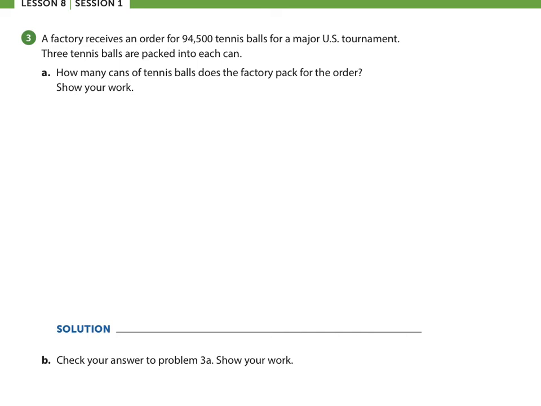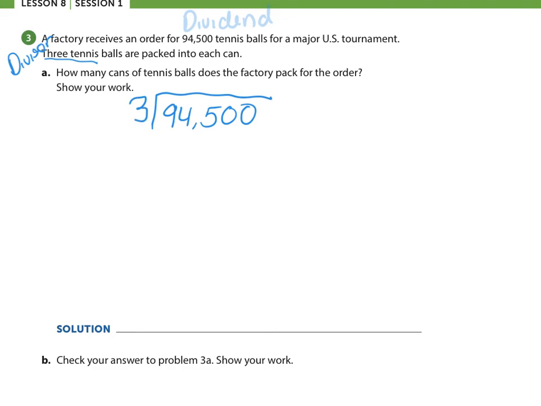So looking at this kind of problem here, we're looking at 94,500. That's going to be our dividend. And we're trying to figure out how many groups of 3 are there? 3 is our divisor to get our quotient. So remember, our dividend goes underneath the bar. Our divisor goes on the outside. And we're going to start dividing.